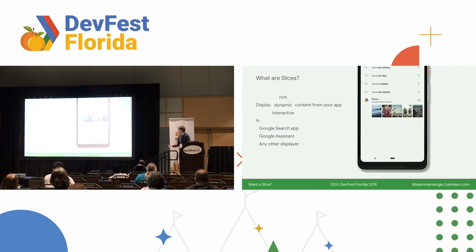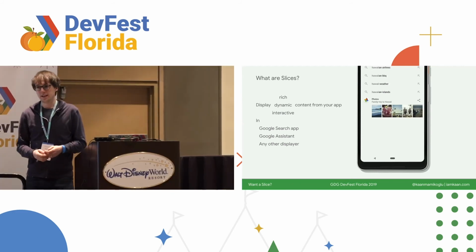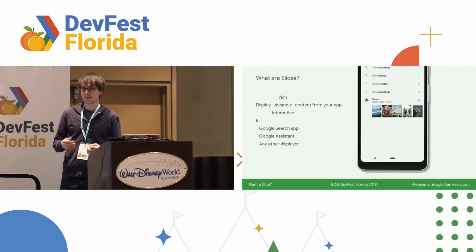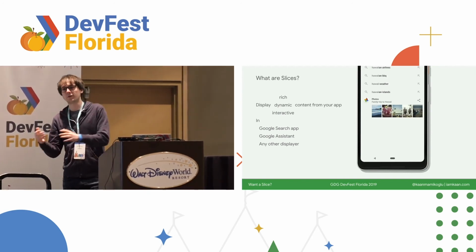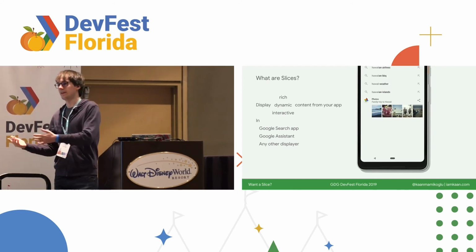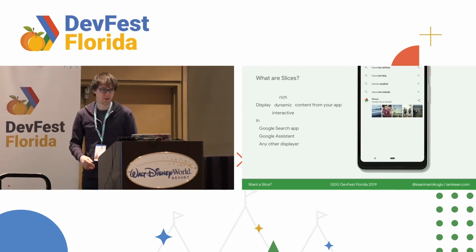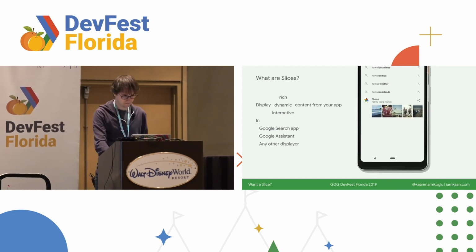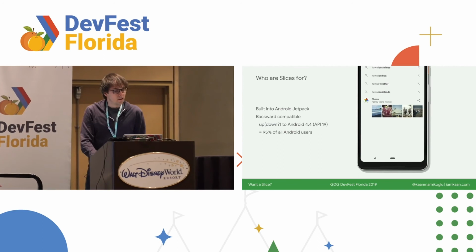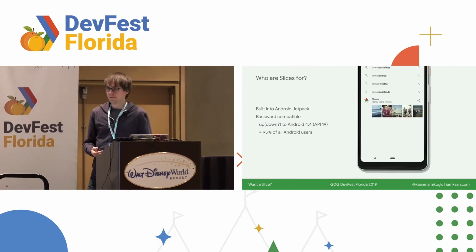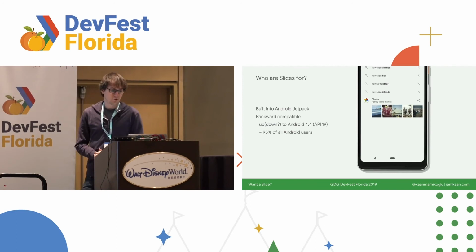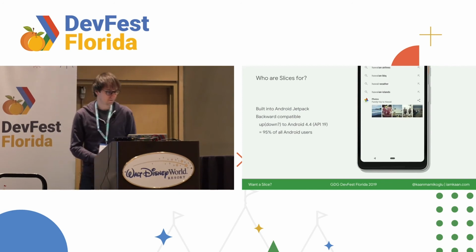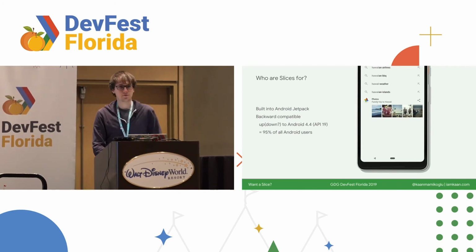So other apps like Google Search, Google Assistant, or any app can implement an API called Slice View, and that will allow those apps to display pieces of your app in their apps. Like in this example, we will see other examples later, so I won't focus on that. Slices are built into Android Jetpack, so you can use them pretty much down to Android 4.4, which covers 95% of Android devices.